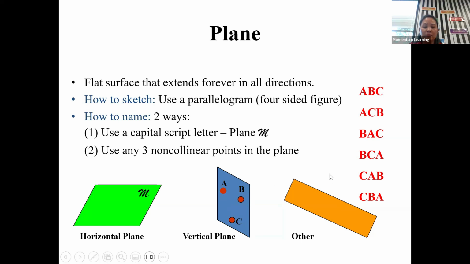Are we good? So this is the horizontal plane, which is the green one. This is the vertical plane. But again, it's not always horizontal or vertical. Sometimes it is slanted. And again, it might be another shape as well. It could be a triangle, or any other type of polygon, as long as it is a flat surface.